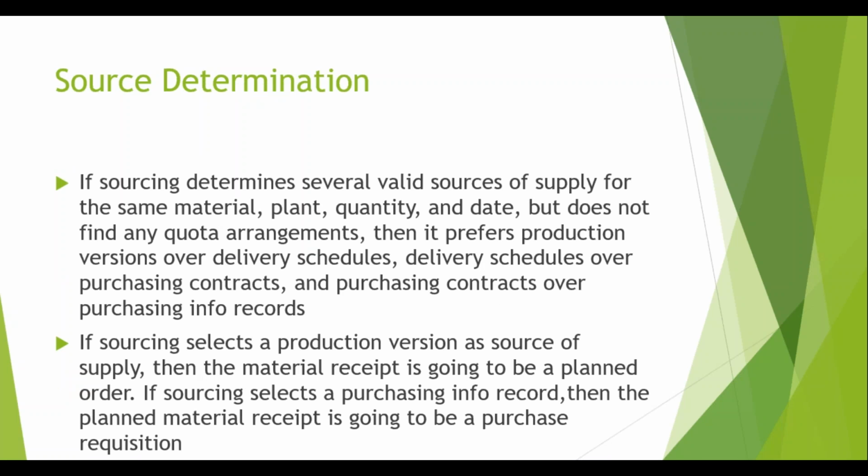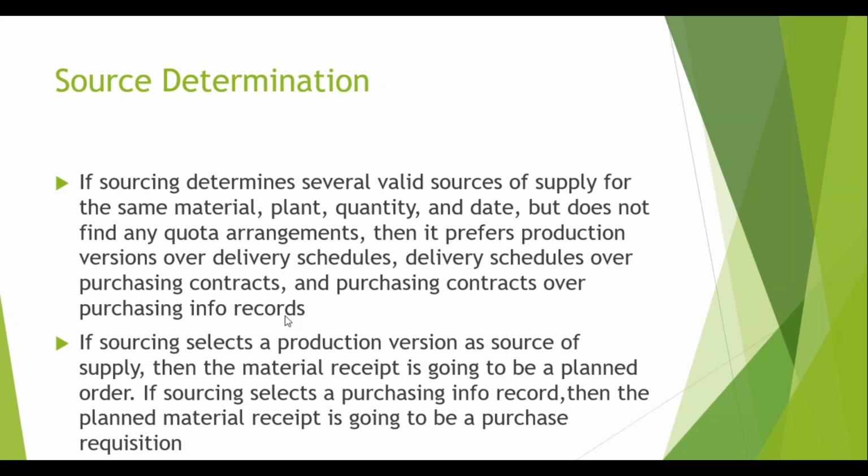If source determination finds several valid sources of supply for the same material, plant, quantity, and date, but does not find any quota arrangements, then it prefers production version over delivery schedules, which means it will first check if this can be produced in-house. If yes, it will find the production version. If it is not able to find the production version, it will go and check the delivery schedule. If it is not able to find the delivery schedule, it will go for purchasing contracts. If purchasing contracts are also not available, then only it will go for purchase info records.